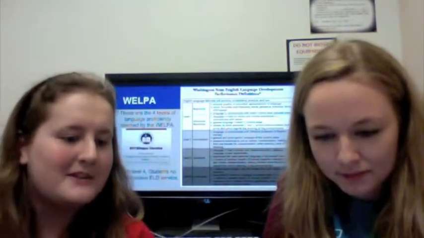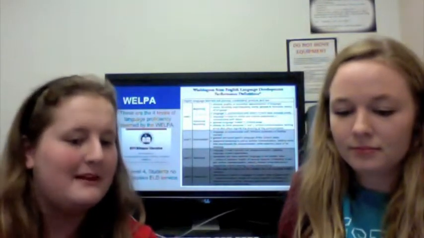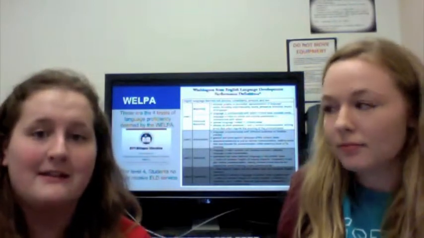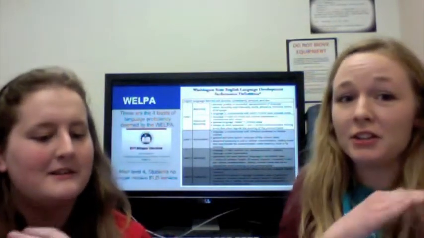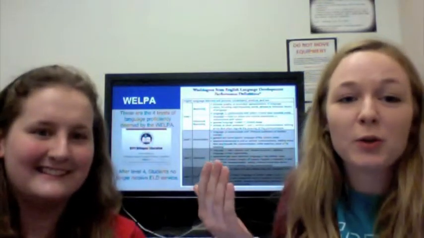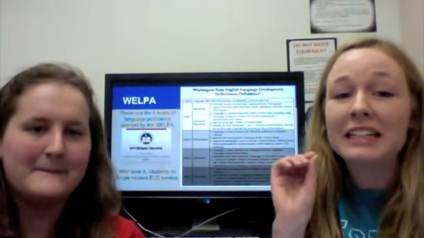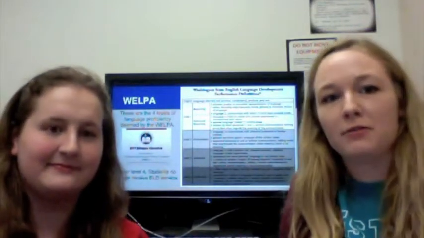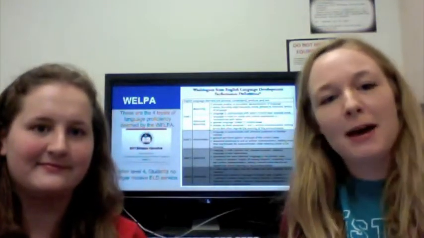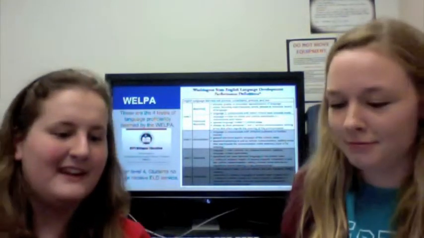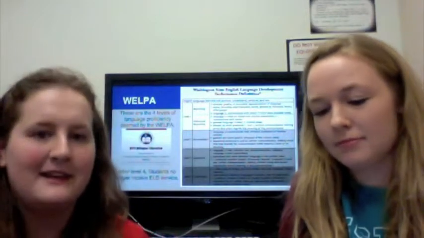All right. So next we're going to talk about the 4 levels the WELPA determines. So level 1 is you're a beginning student. You cannot say very many things in English. You're at ground zero. You can say like bathroom, food, things that you really need to get by in English that are very important. Like if I went to France, I could say, where's the bathroom? How much does this cost? But that's about it. And then you move into level 2, intermediate.